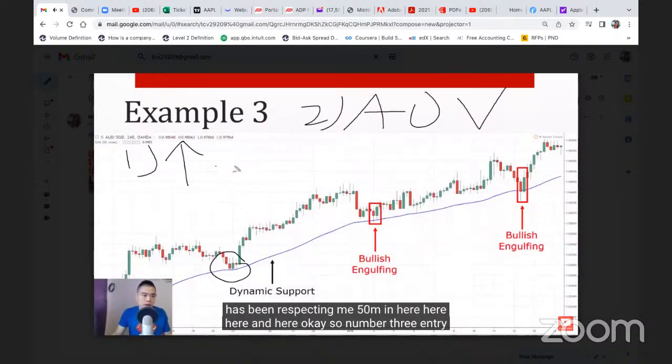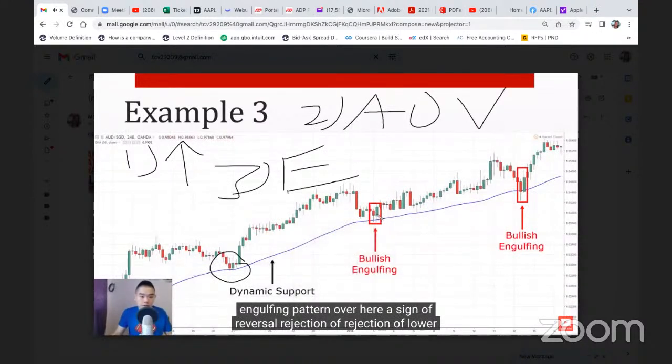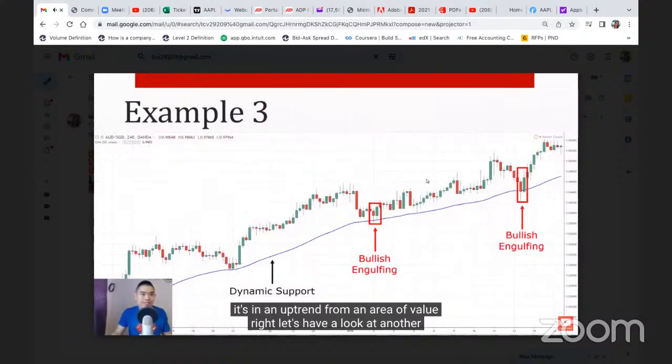Okay, so number 3, entry trigger. Do we have an entry? Well, seems like it, right? We have a bullish engulfing pattern over here. A sign of reversal, rejection of lower prices. Price close higher, engulfing the first candle. Here as well, price open and then close higher above the first candle, another bullish engulfing pattern. So this is a bullish reversal pattern that you can go long, and another bullish reversal pattern that you can go long. And again, we're not going long just because we see a bullish reversal pattern. We go long because it's in an uptrend from an area of value, right?